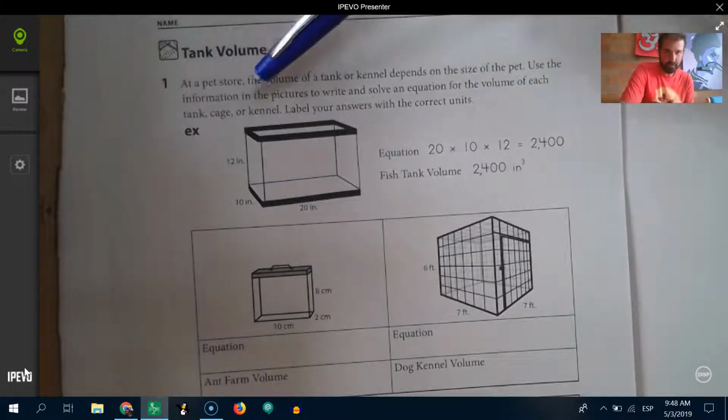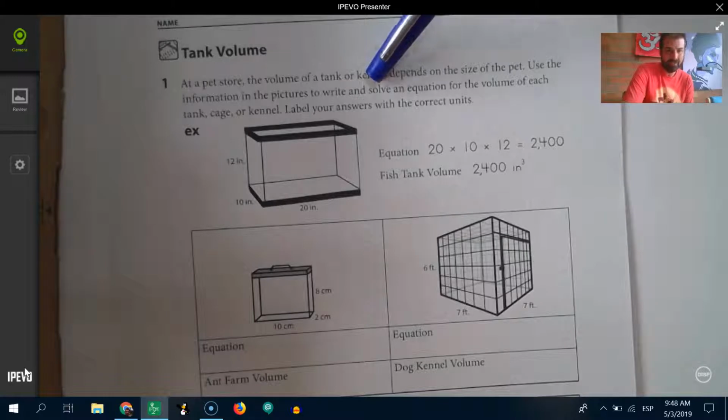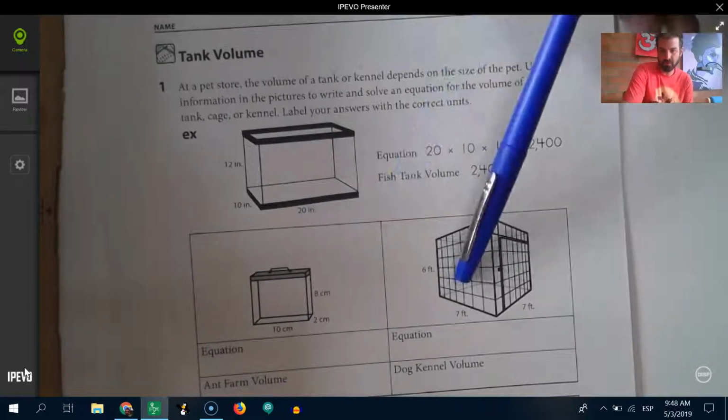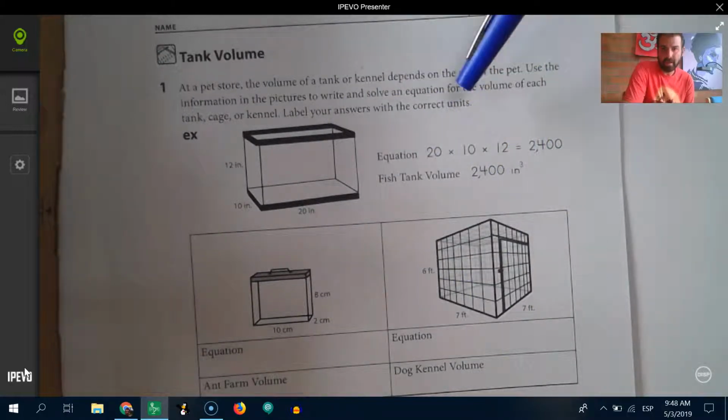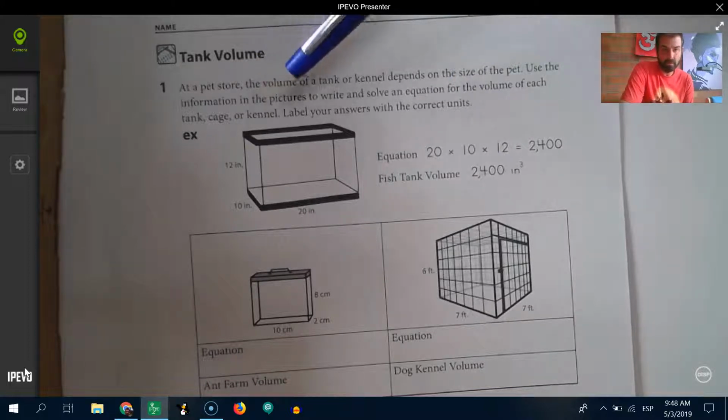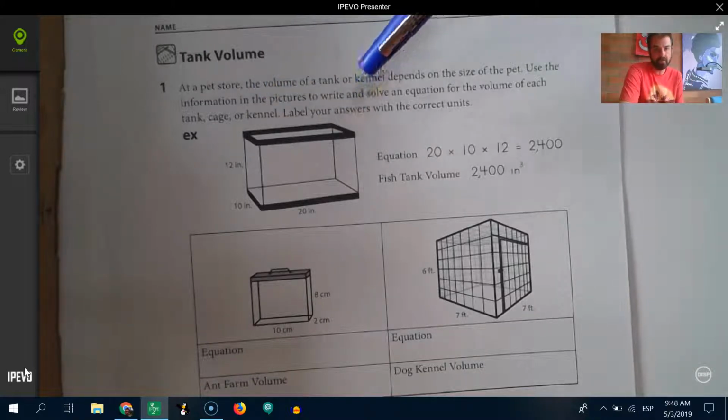At a pet store, the volume of a tank or kennel, so tank is what you keep fish in, kennel would be like animals, depends on the size of the pet. Use the information in the picture to write and solve an equation for the volume of each tank, cage, or kennel. Label your answers with the correct units.